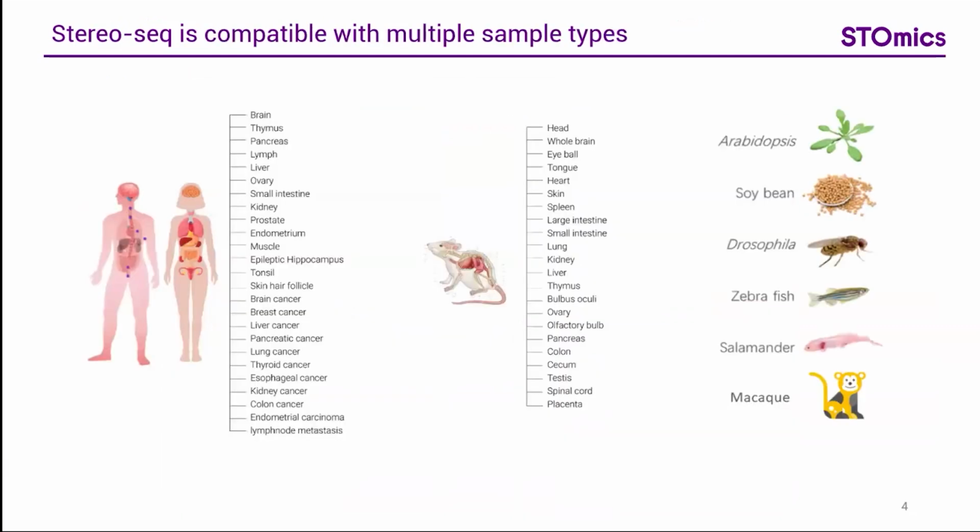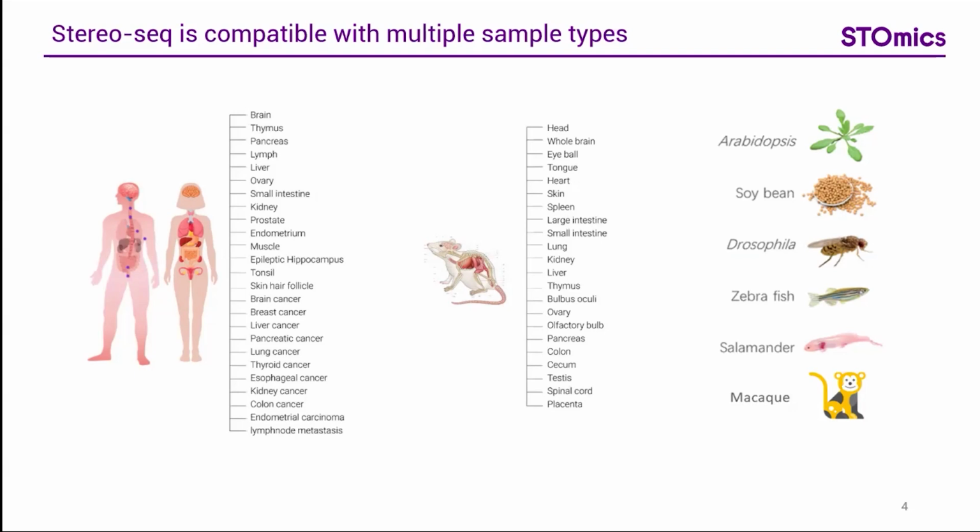Compared to other technologies or products, Stereo-seq is compatible with different species. We have evaluated almost 100 tissue types on Stereo-seq. The results have been posted on our official website. Before you start your first Stereo-seq platform, you could check the validated tissue list on our website.